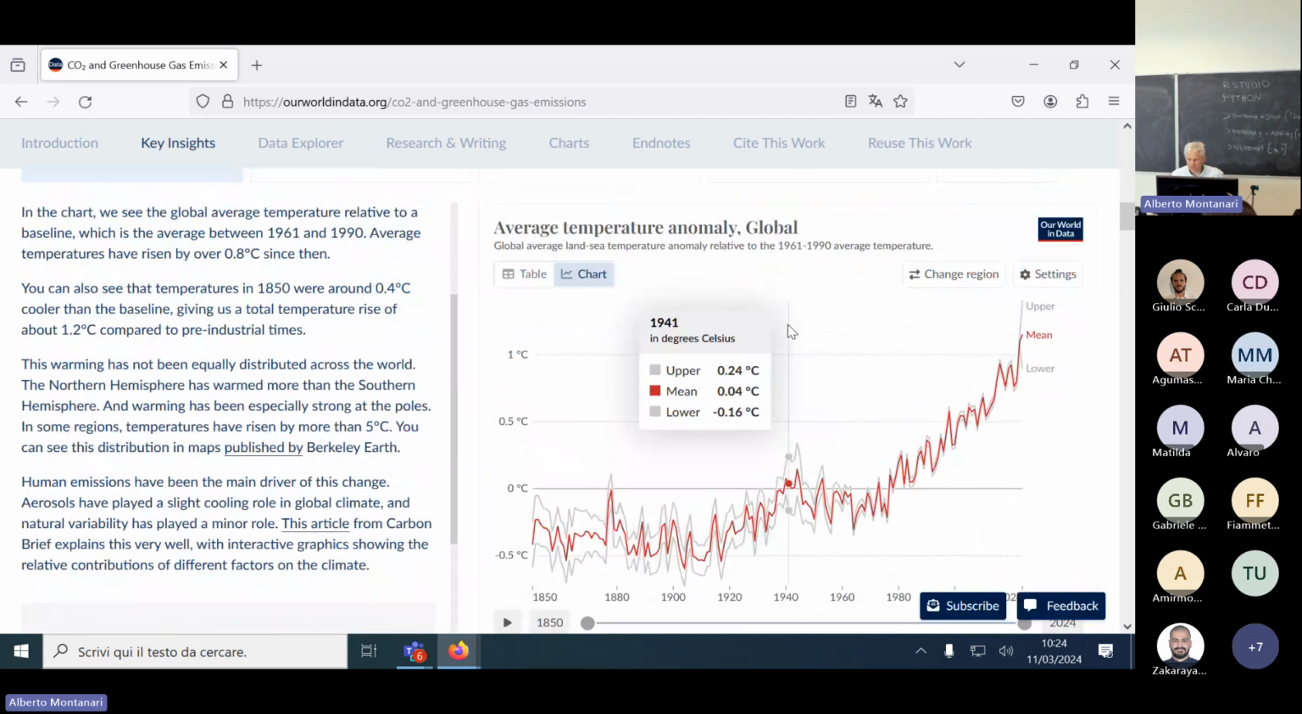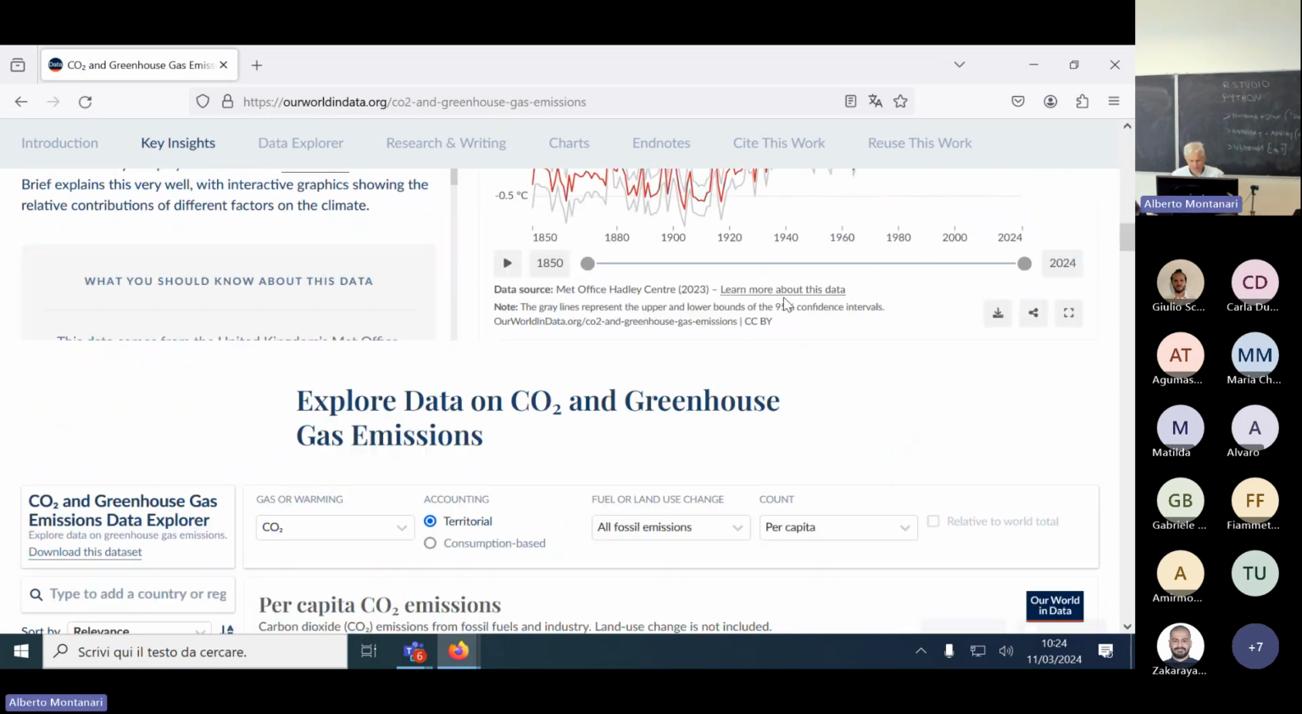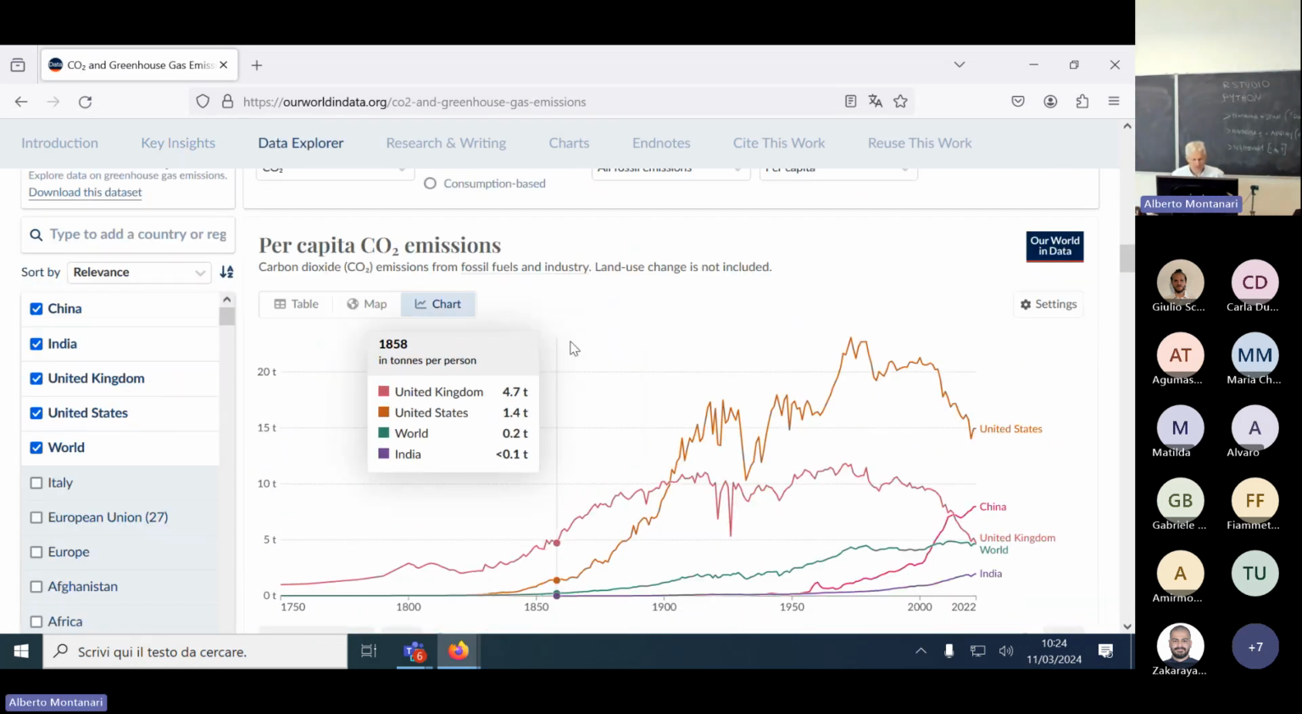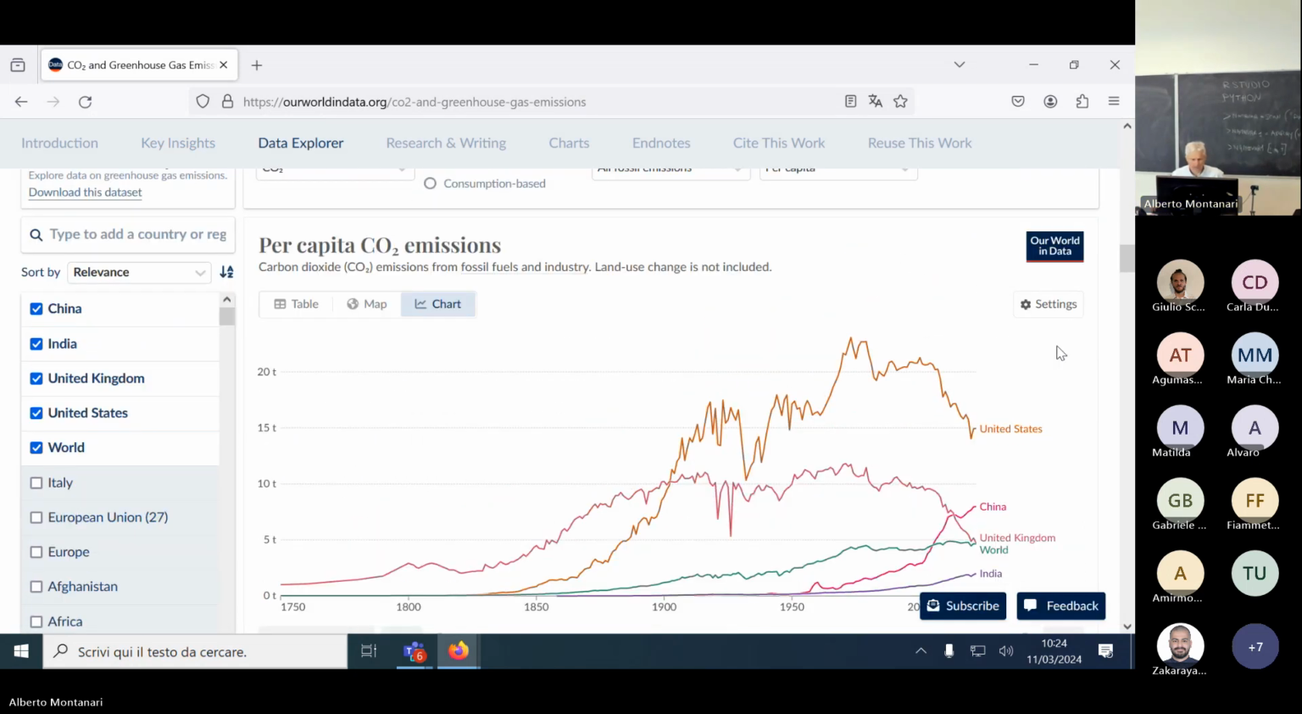So here you can see, oh, this is temperature. Okay. Let's start to see some graph. Here you see CO2 emissions per capita, and you get an idea of what I mentioned before.